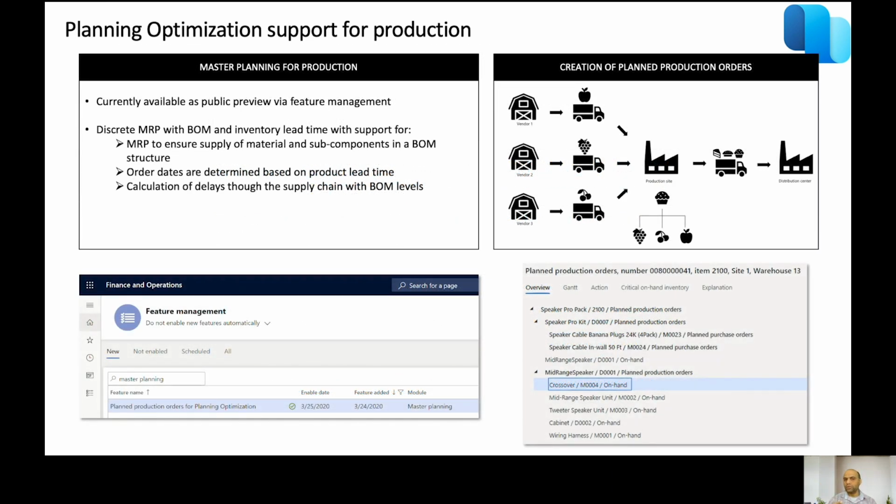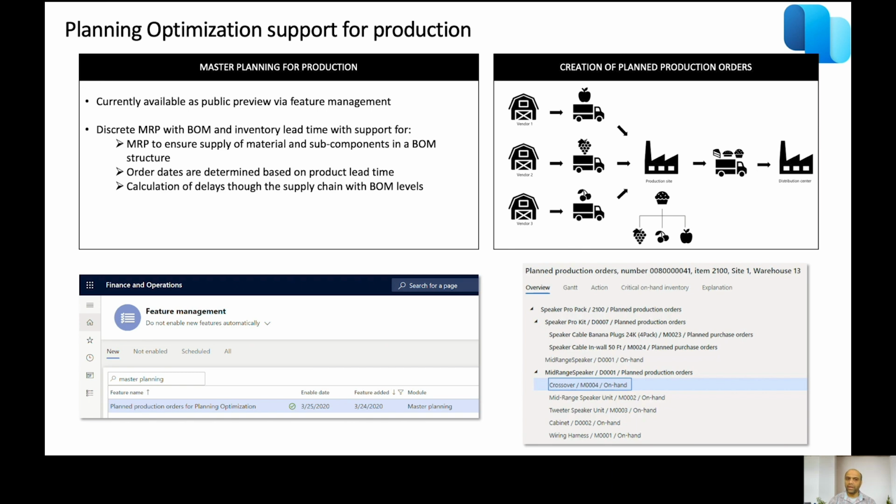As I've mentioned, we're also bringing in the planning optimization support for production. What that means is you can move away from the traditional batch-based process for determining the production orders, and you can do real-time production order recommendations as part of this. And this is something that we would make generally available, which is currently in preview.